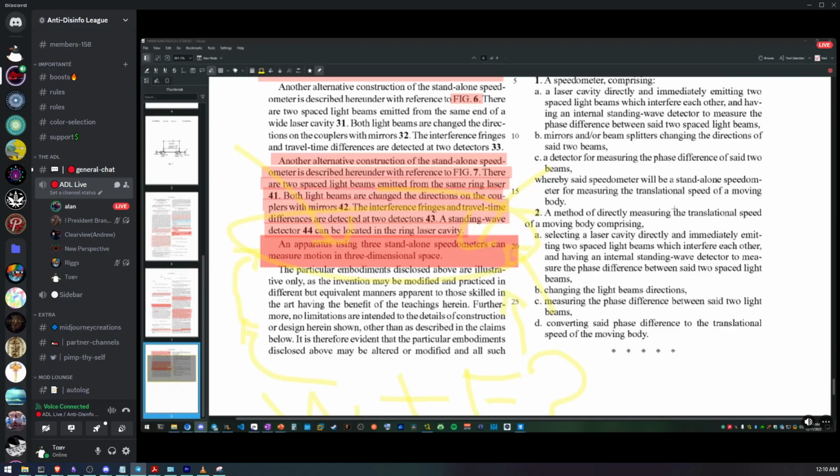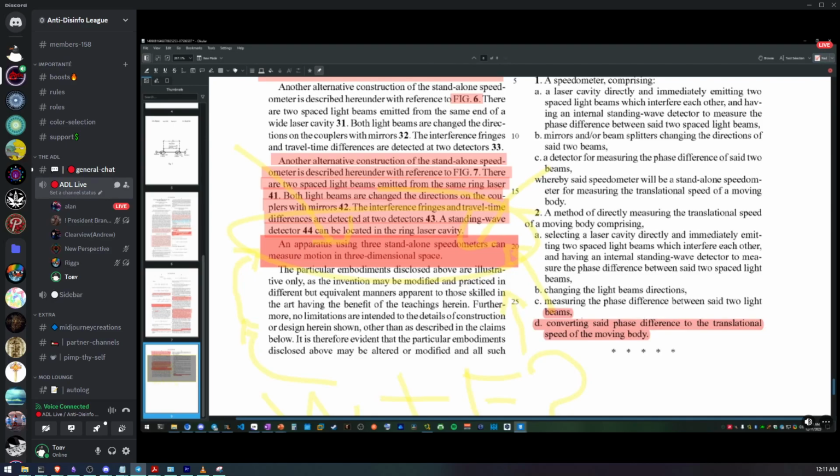2. A method of directly measuring the translational speed of motion of a body comprising: A. selecting a laser cavity directly and immediately emitting two spaced beams which interfere with each other and having an internal standing wave detector; B. changing the light beams; C. converting said phase difference to the translational speed of the moving body. Very cool. All right. We did it. Wow.